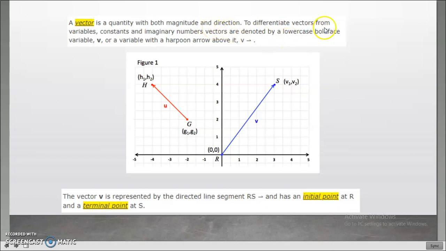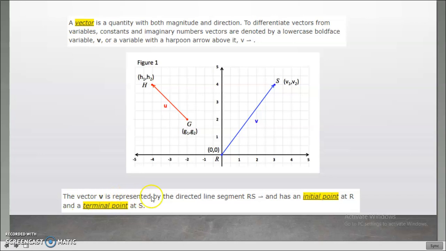To differentiate vectors from variables, constants, and imaginary numbers, vectors are denoted by a lowercase bold-faced variable or a variable with a harpoon arrow above it. Okay, so you usually have that harpoon arrow above it. So here's two examples of two different vectors.